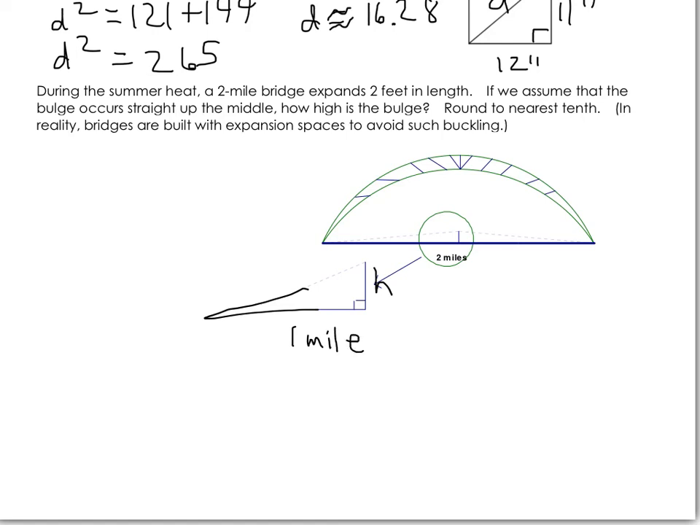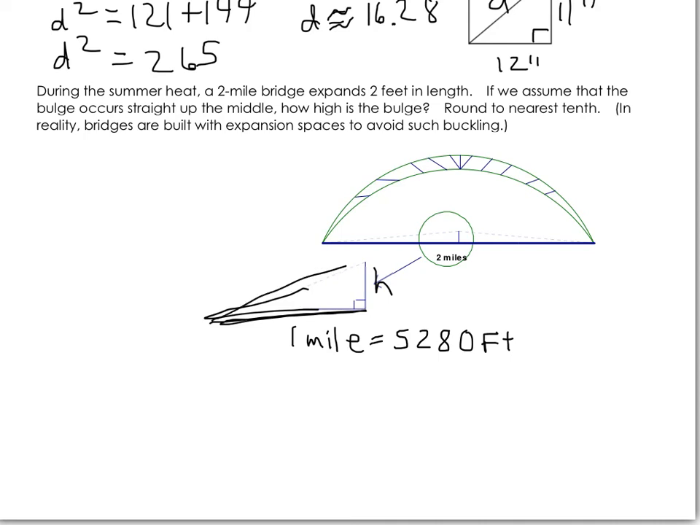Now wait a minute, we've got miles and we've got feet. This is confusing. We need to either have just miles or just feet. I think it's going to be easier for us if we change everything to feet. But that brings up a troubling question. Just how many feet are in a mile? 5,280 feet. So the bottom leg of this triangle is 1 mile or 5,280 feet.